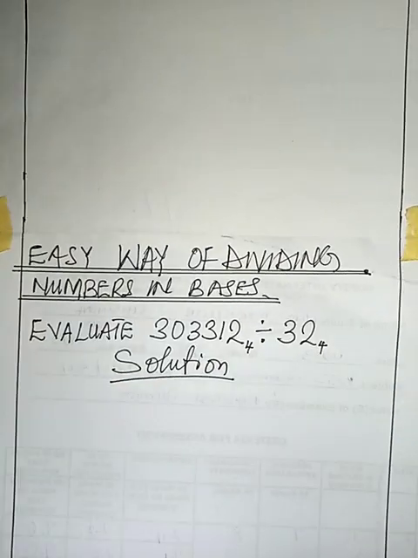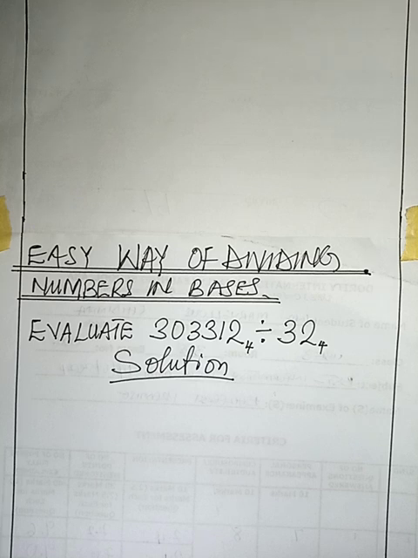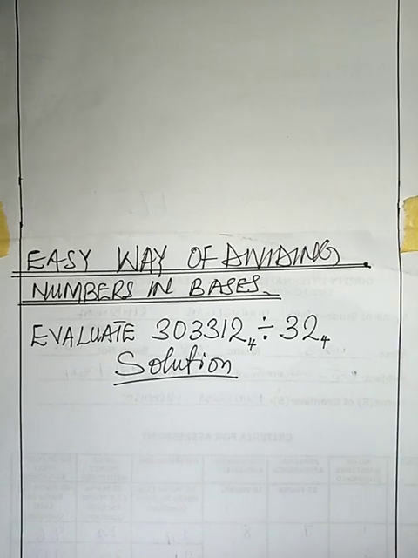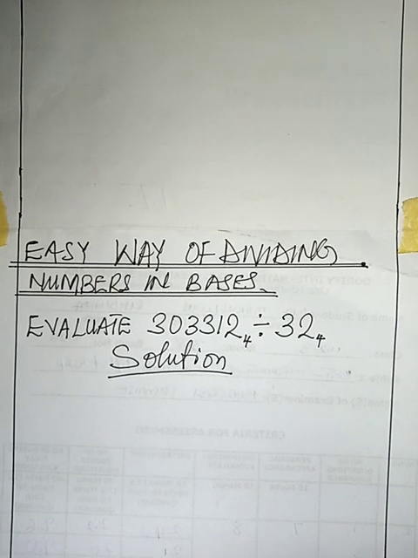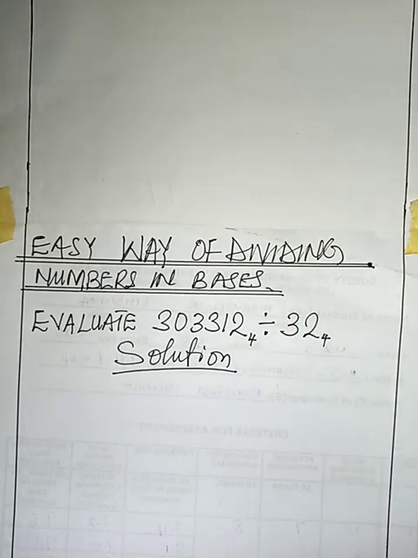Now, the first step is to generate a multiplication table for the divisor 32. Remember that the digits you use in base 4 are 0, 1, 2, and 3. There is no 4, 5, 6, and above in base 4. Therefore, if you're multiplying or dividing and you get those numbers, they have to be converted to base 4. So the multiplication table of the divisor will consist of just 4 numbers.